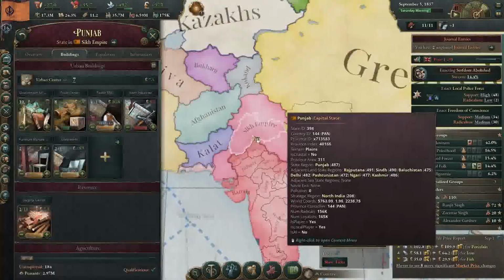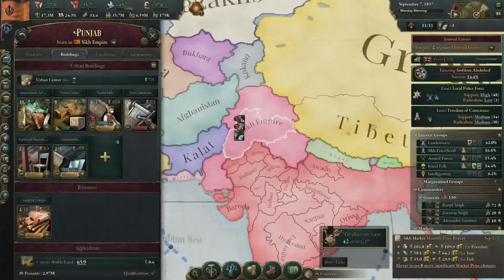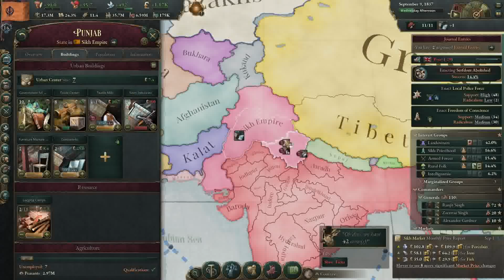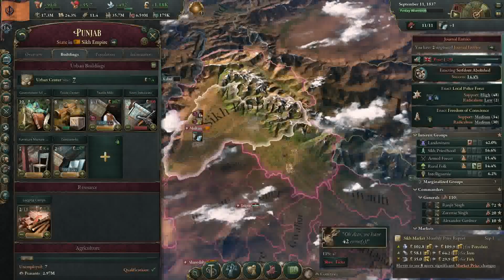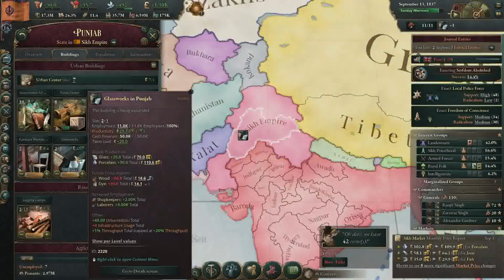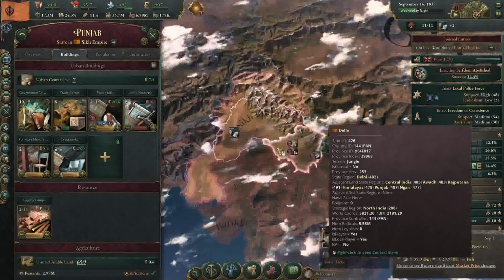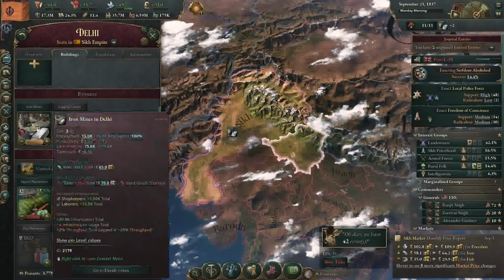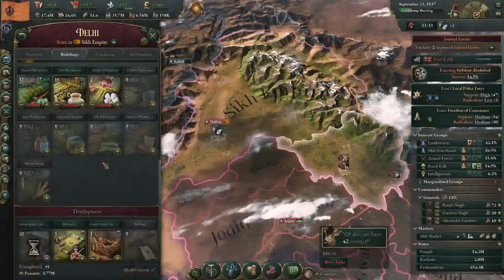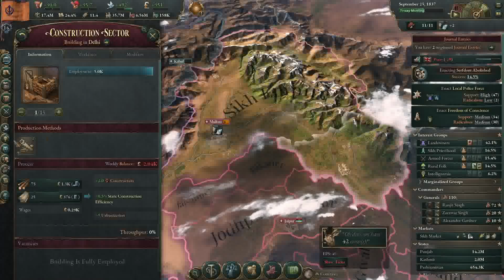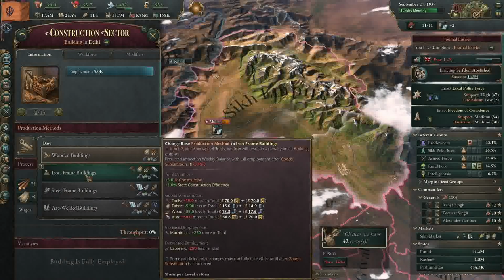All right, so that's the way that I would recommend setting yourself up initially with the Sikh Empire. If you want, you could push your glassworks to the top ahead of textile mills. If you're going into urban planning, that's actually probably a good idea, because you do get a lot out of having more glassworks flowing around if you have access to urban planning. But by taking Delhi, we do gain access to the iron mines there, which means that we can switch our construction sectors over to being iron frame buildings whenever we want to.